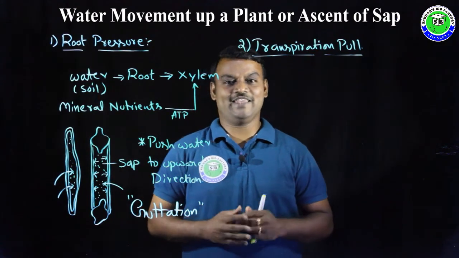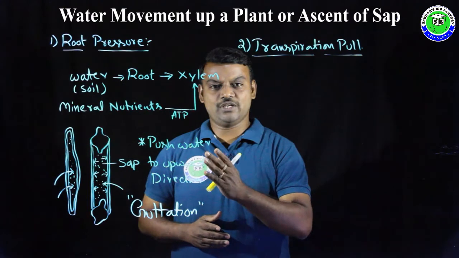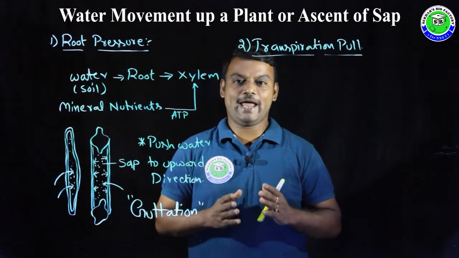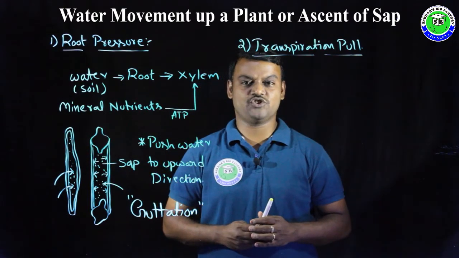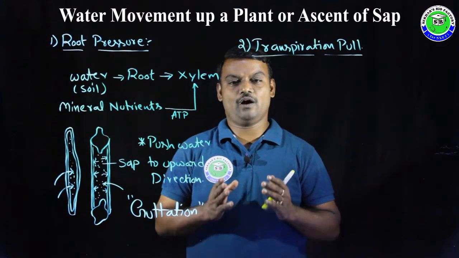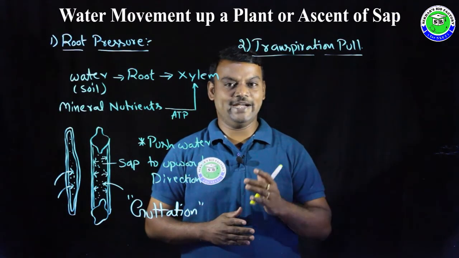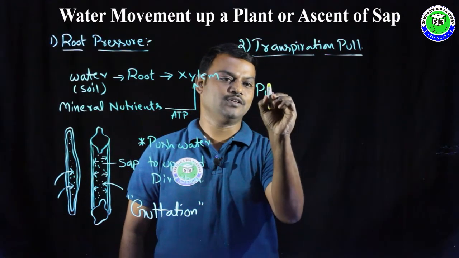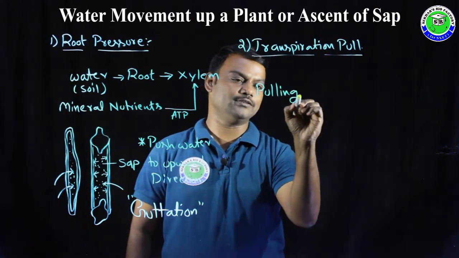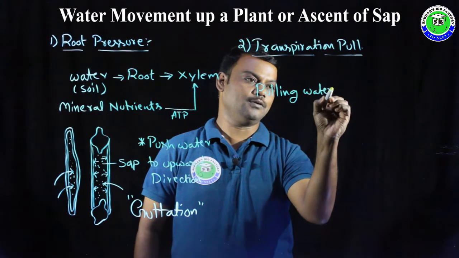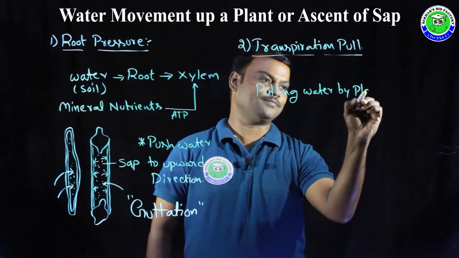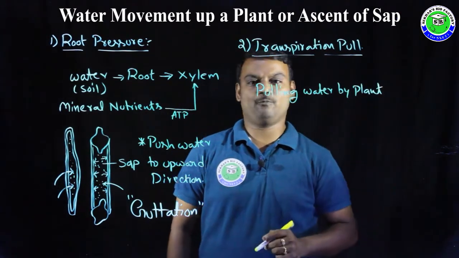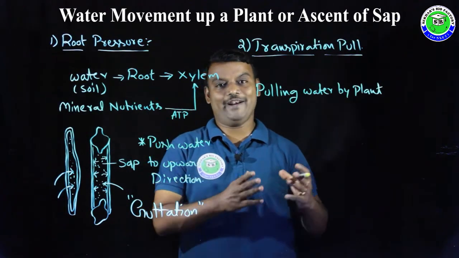But the major question is whether pushing or pulling plays the important role in water transportation. So the majority of researchers identified and agreed that the pulling mechanism, so the pulling of water by the plant, helps in the transportation of water over long distances.